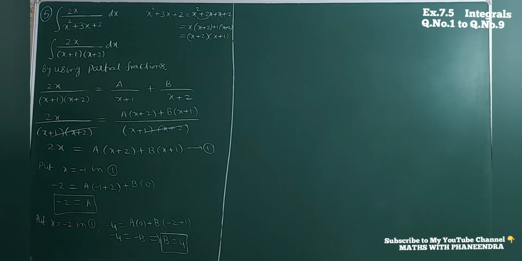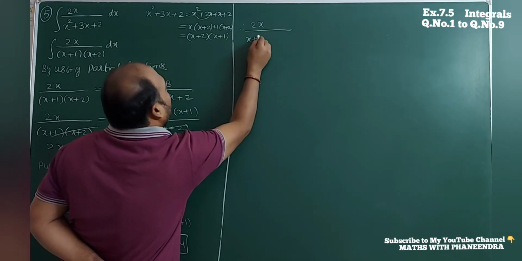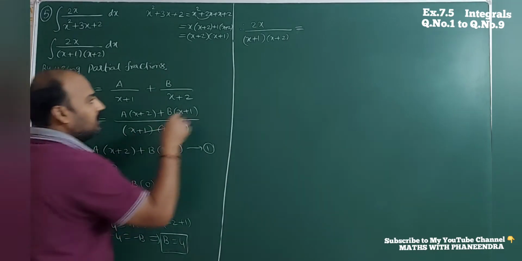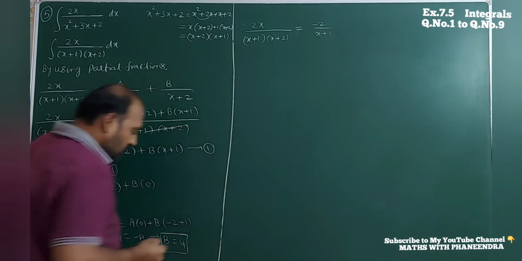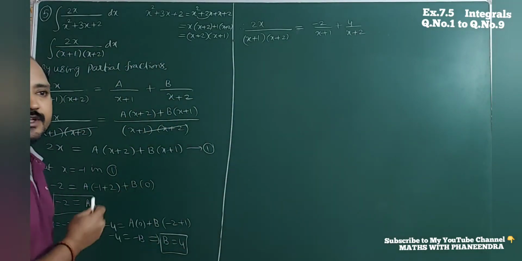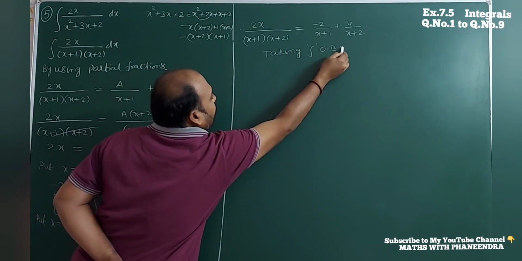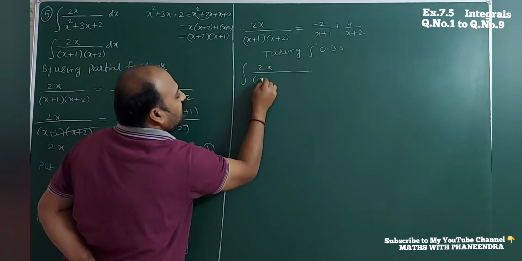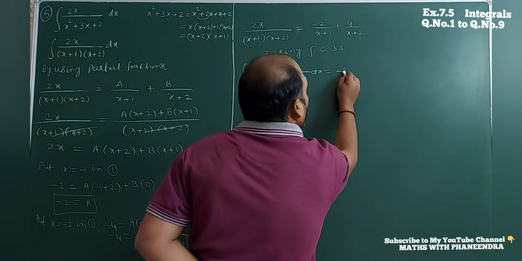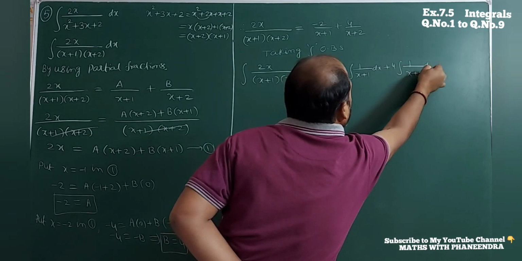So after getting A and B values, substitute in this. Therefore, 2x by (x plus 1)(x plus 2) is equal to, A value minus 2 by (x plus 1) plus B value 4 by (x plus 2). So taking integration on both sides, the integral of 2x divided by (x plus 1)(x plus 2) dx is equal to, minus 2 constant we can take outside, minus 2 into the integral of 1 by (x plus 1) dx plus 4 constant we can take outside, the integral of 1 by (x plus 2) dx.